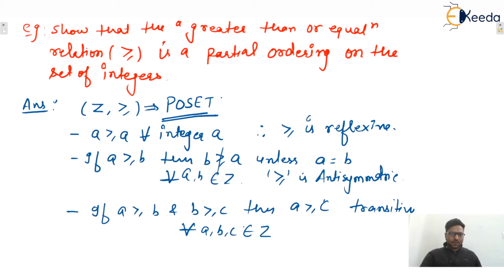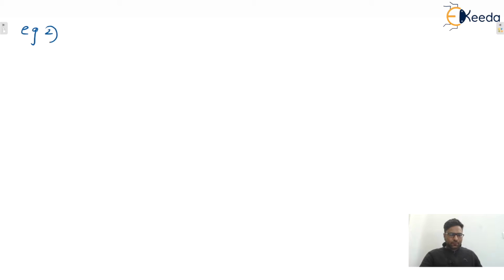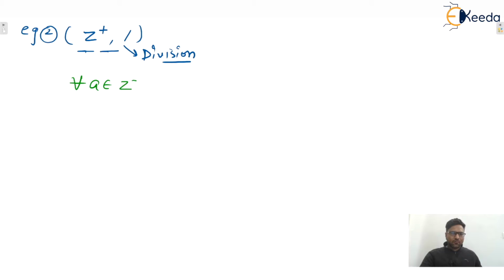Let us take one more example. One set is given to you, the set of positive integers, and the relation is division. The set of positive integers starts from 1, 2, 3 and so on. 0 is not included in the set of positive integers because 0 is neither positive nor negative, 0 is neutral. So tell me, is this a poset or not? Yes, for every a belonging to the set of positive integers, a divides a. That's why this is reflexive.